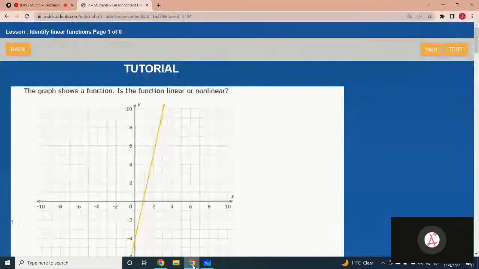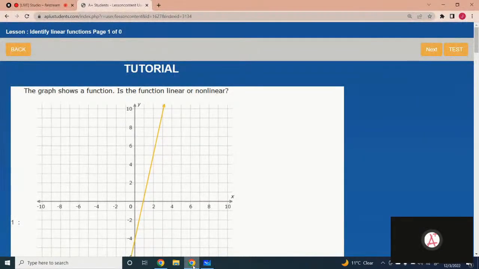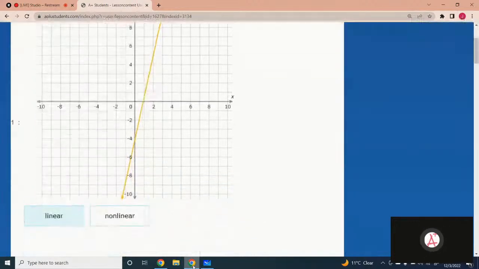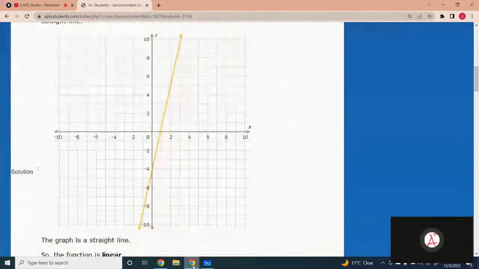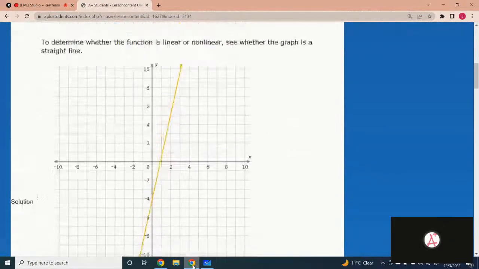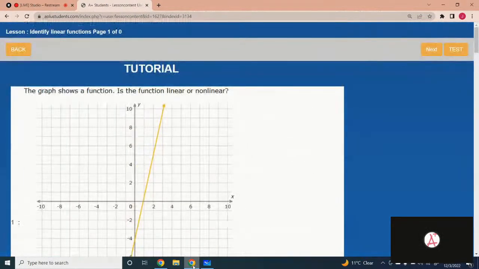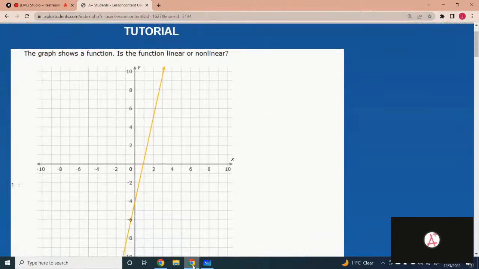So we are given functions. We need to learn how to identify whether the functions are linear. Got it? The word linear comes from the word line. So if a function makes a straight line, that means it's a linear function. Let's start with the first example.